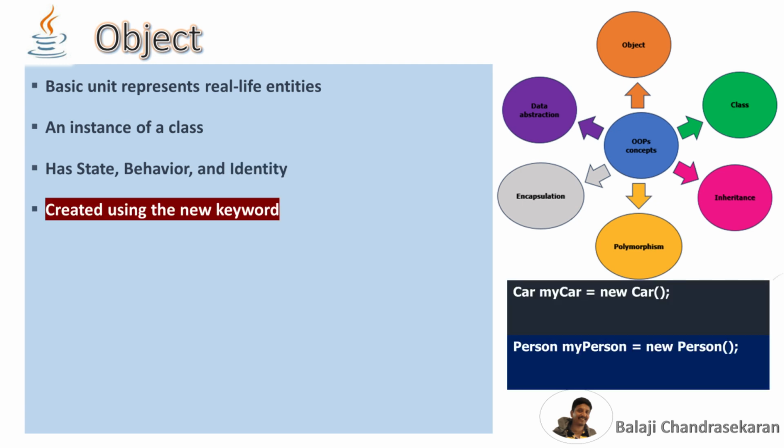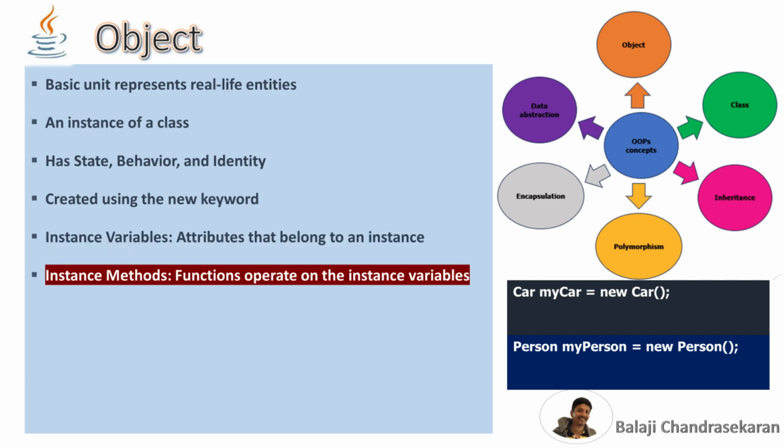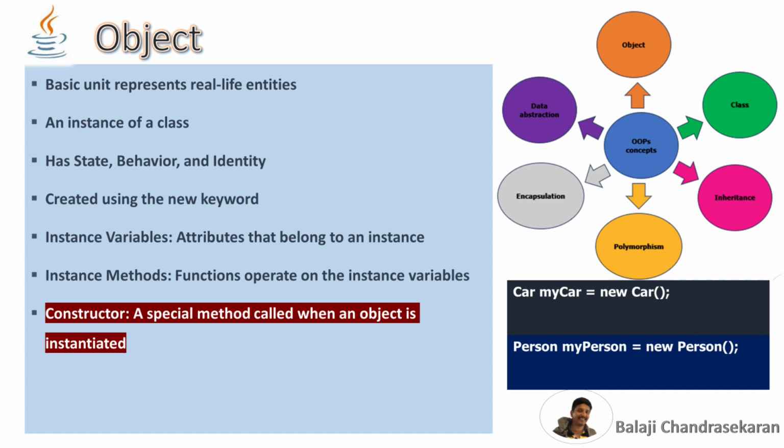Objects are created using the new keyword followed by the class constructor. Instance variables are the attributes that belong to an instance of a class. Each object has its own copy of these variables. Instance methods are the functions defined in a class that operate on the instance variables. Constructor is a special method called when an object is instantiated. Constructors initialize the object's state.